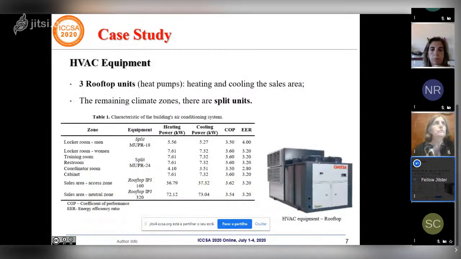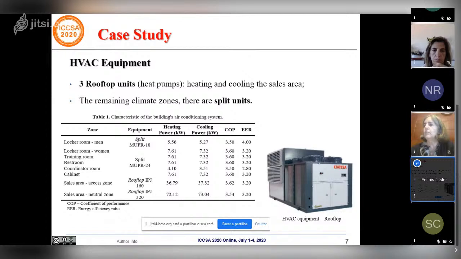Regarding the air conditioning system, it will consist of 3 heat pumps inserted on the roof of the building, producing heating and cooling for the sales area. And for the remaining climatic zones, there are split units. However, the remaining spaces with permanent occupation will be ensured through an air handling unit. Table 1 presents the characteristics of the building's air conditioning system, and the figure on the right side presents the general aspect of this type of equipment.